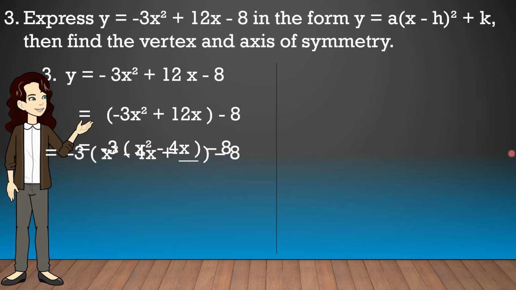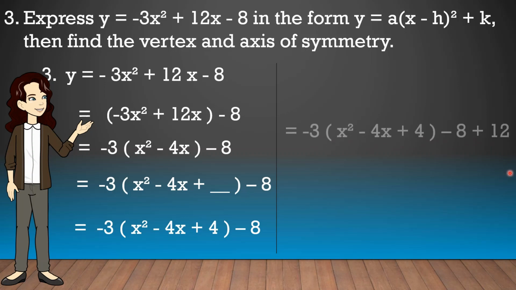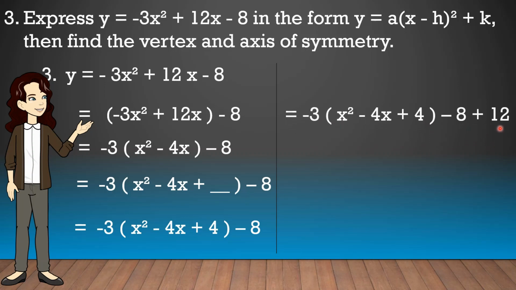Okay. After that, how to make it a perfect square trinomial? So let us write blank plus blank. What must be added to make it a perfect square trinomial? Again, get the half of the middle term. So the half of 4 is 2. Then 2 times 2 is 4. That's right. So this is the perfect square trinomial now. And then 4 times negative 3 is negative 12. So you will need to write plus 12. Instead of negative 12, you will write plus 12 in this part.